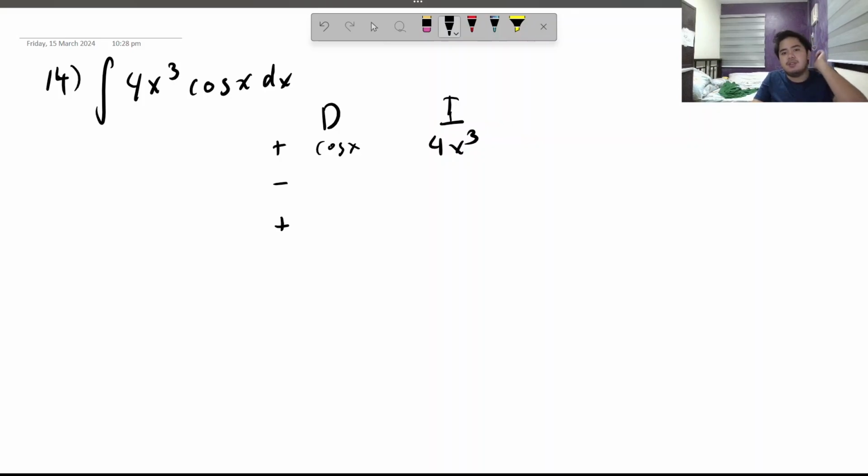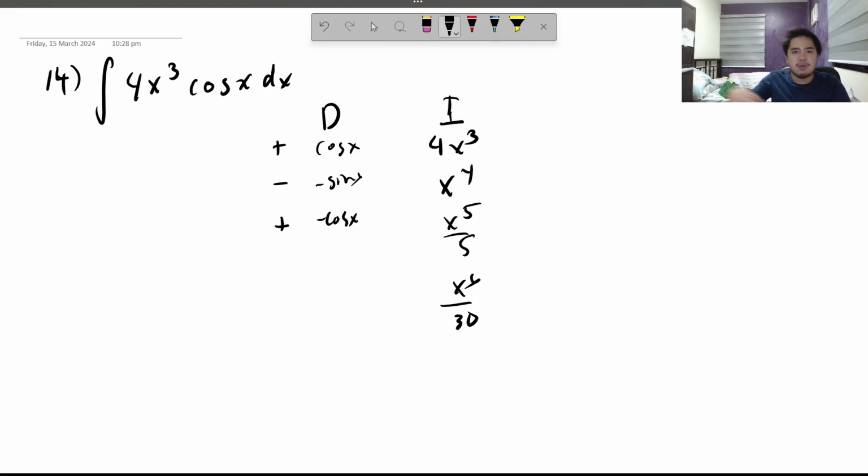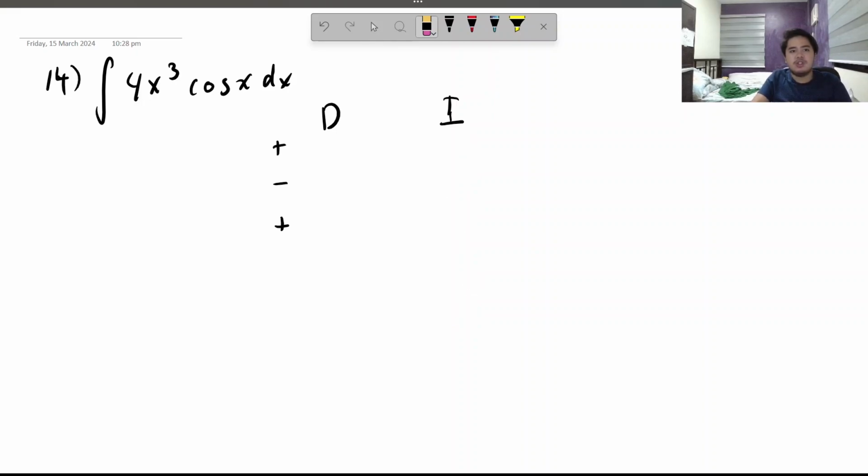4x cubed, what's the integral? X to the 4, and then integral x to the 5 over 5, then x to the 6 over 30, and so on. The conceit of this is, well, it doesn't really end, right? The power just keeps getting bigger and bigger. The derivative is negative sine x, and then negative cosine x, and then it just repeats, right? So this is not really that useful of a start. So what we're going to do is to switch it up, just experiment, see what happens.